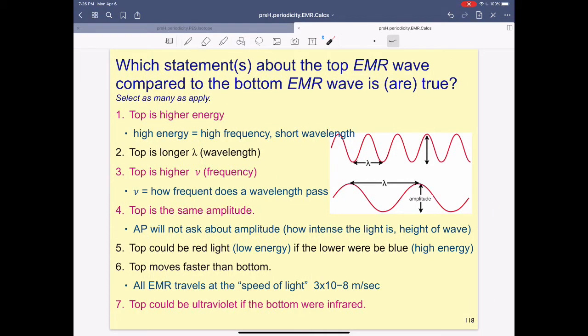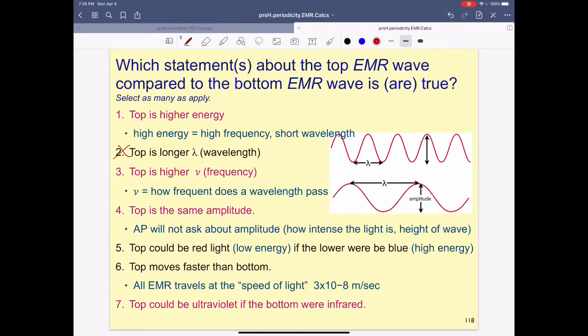And so this top image has a shorter wavelength, which indeed means higher energy. This bottom wave has a longer wavelength. And so that makes number 2, of course, false. The top wave has a higher frequency, which corresponds with a higher energy and a shorter wavelength.